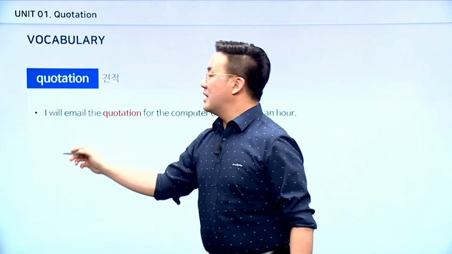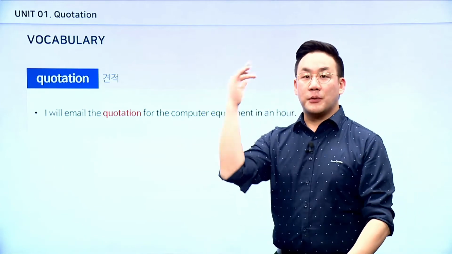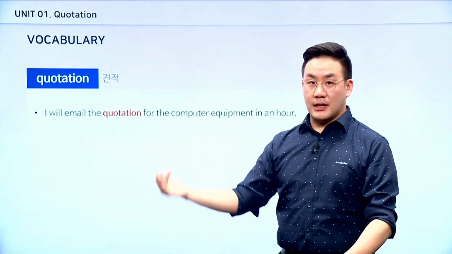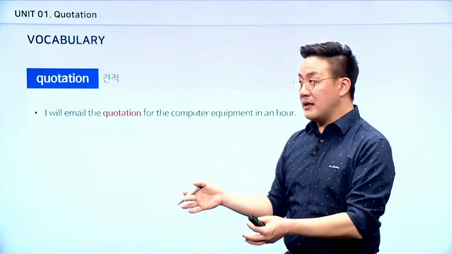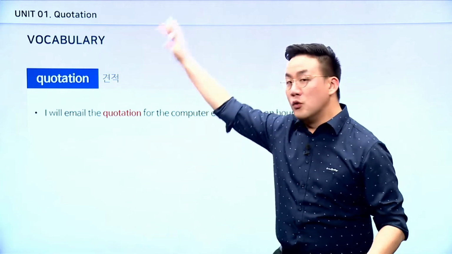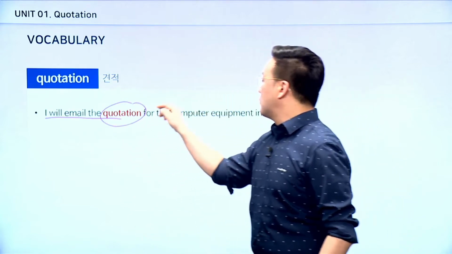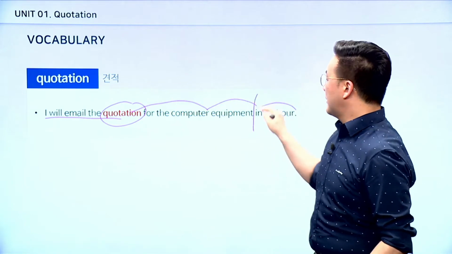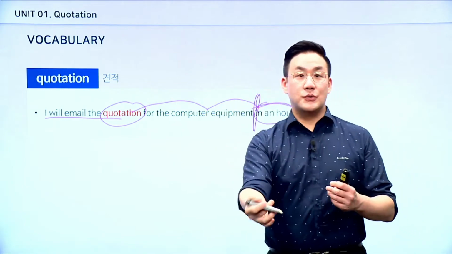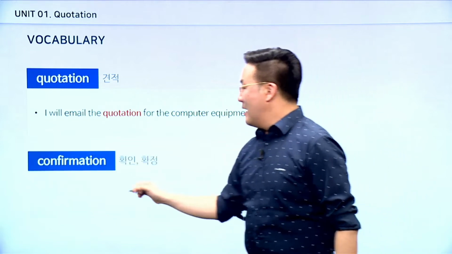Quotation. Just like I said, quotation is formal information to your potential buyer, customer or client about how much things would be. And this is what we're going to learn today. So we're going to have a look at the full quotation document in the next pages. I will email the quotation for the computer equipment in an hour. So I will send you the quotation document that we are learning today in an hour.